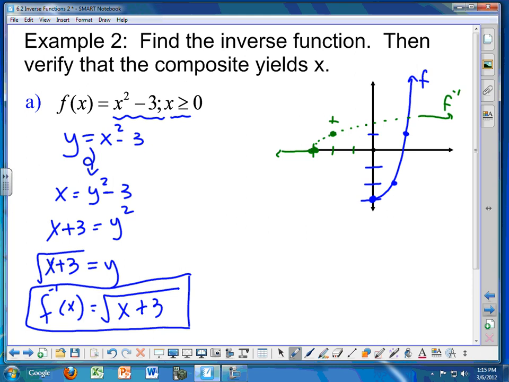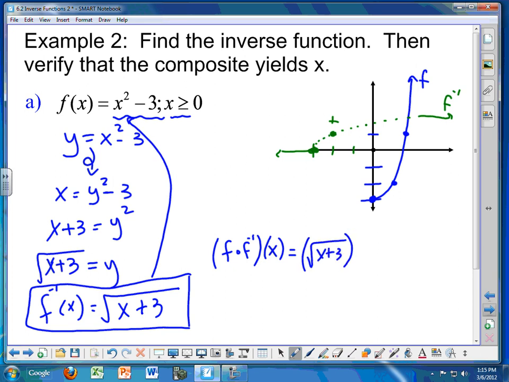Then it also states to verify that the composite yields x. So we're going to do f of f inverse of x, which means take our f inverse and plug it back up in there. That would give me the square root of x plus 3, quantity squared, minus 3, or x plus 3 minus 3, and that verifies to x. That's usually very quick work. It doesn't state here that we should have the domain and range or the graphs, but that's what the graph would look like, and the domains and ranges do reverse.